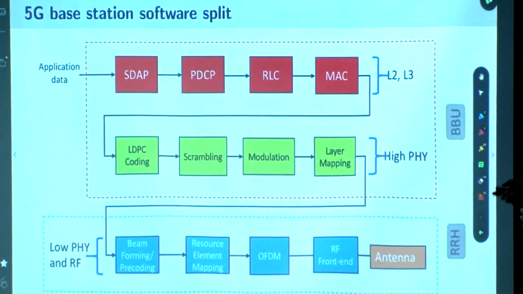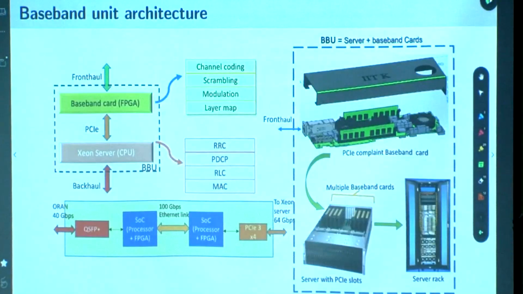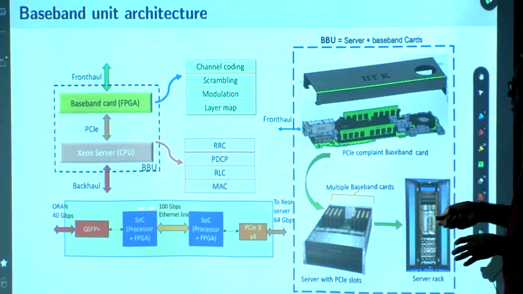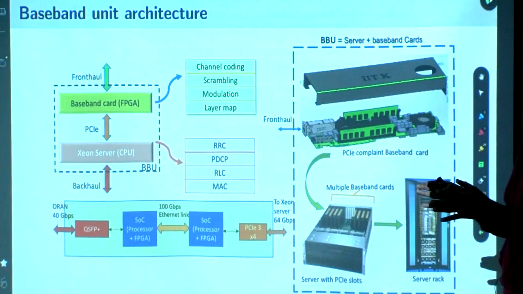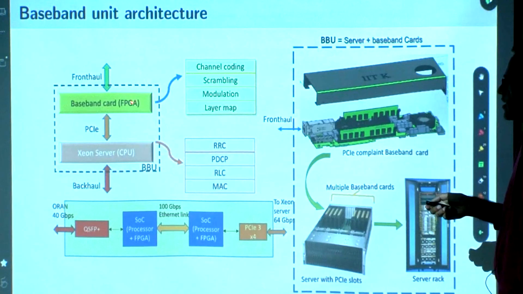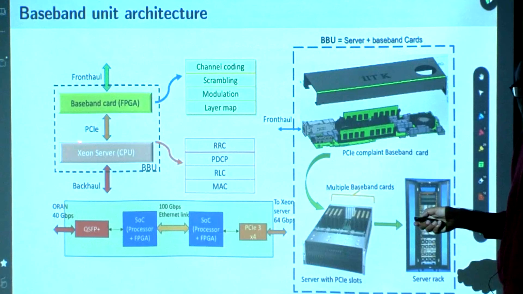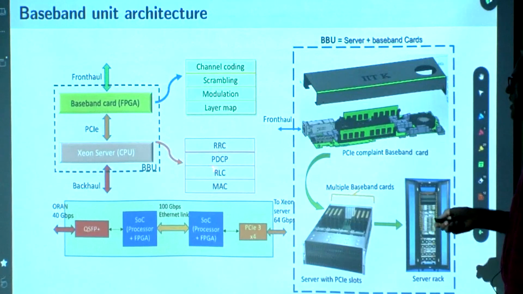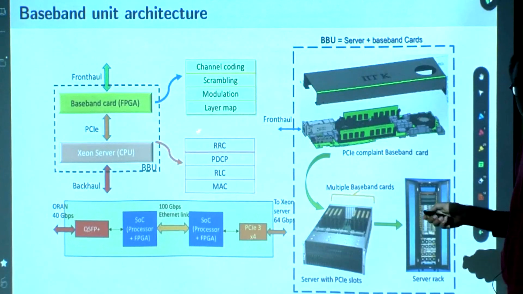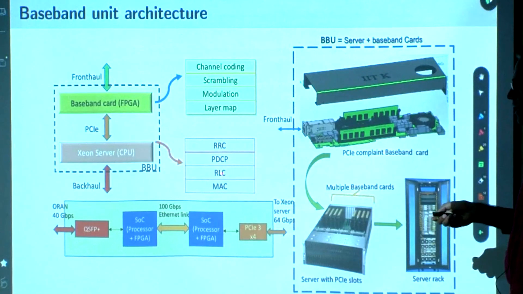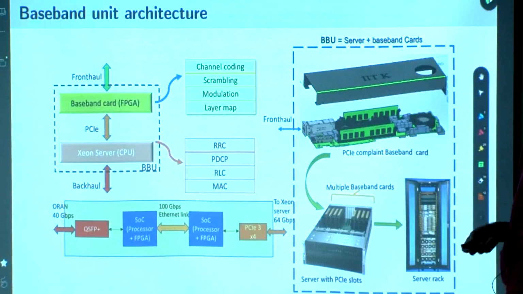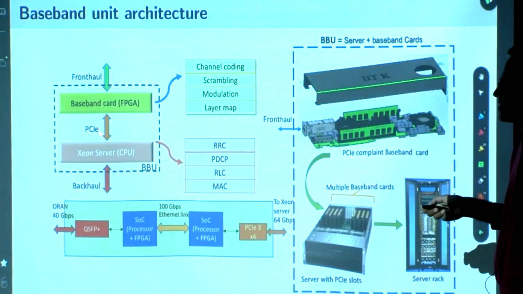So look at the baseband architecture, that's what I'm going to show you now. This is how we have architected it, this is our own design. What is happening here? This is the baseband. This is a Xeon server, which does the complete RRC, PDCP, RLC, MAC, the 8086 server. And then after that, it is connected.